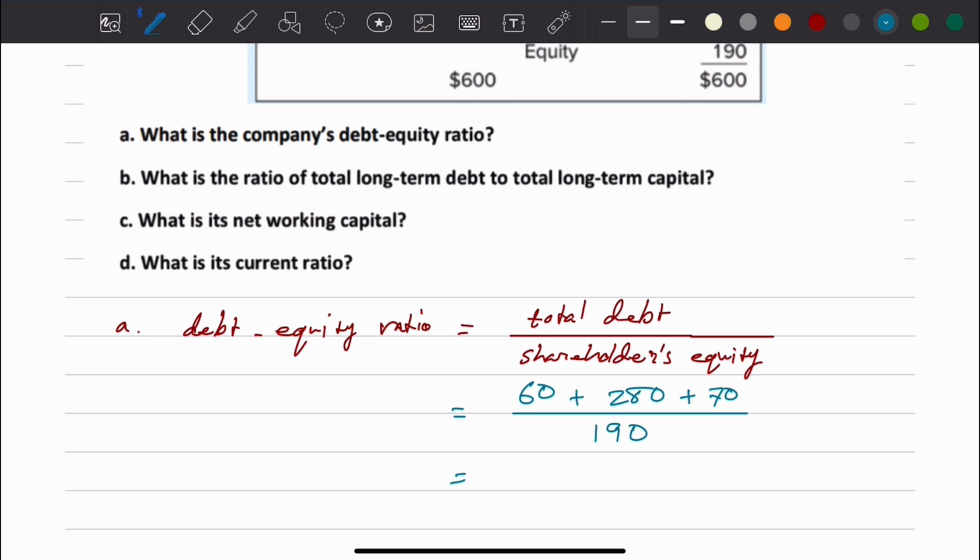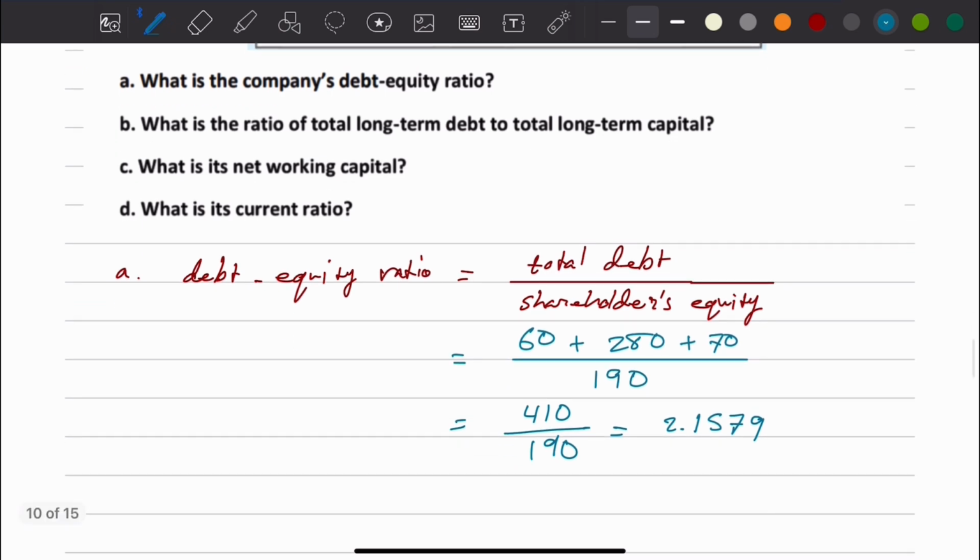60 plus 280 plus 70, that's going to be 410, divided by 190. That's going to be 2.15789, so I'm just going to round it up to 9. Okay, so that is the company's debt to equity ratio, and that's expressed in times.